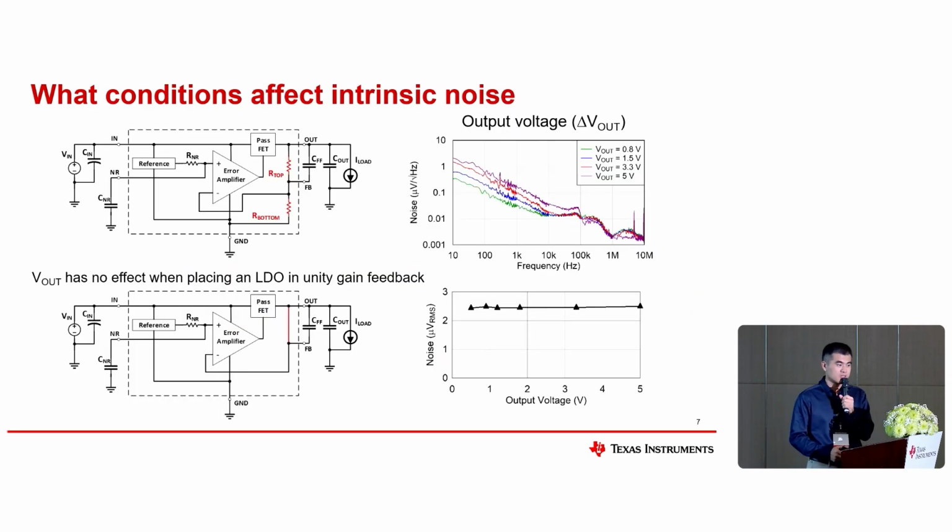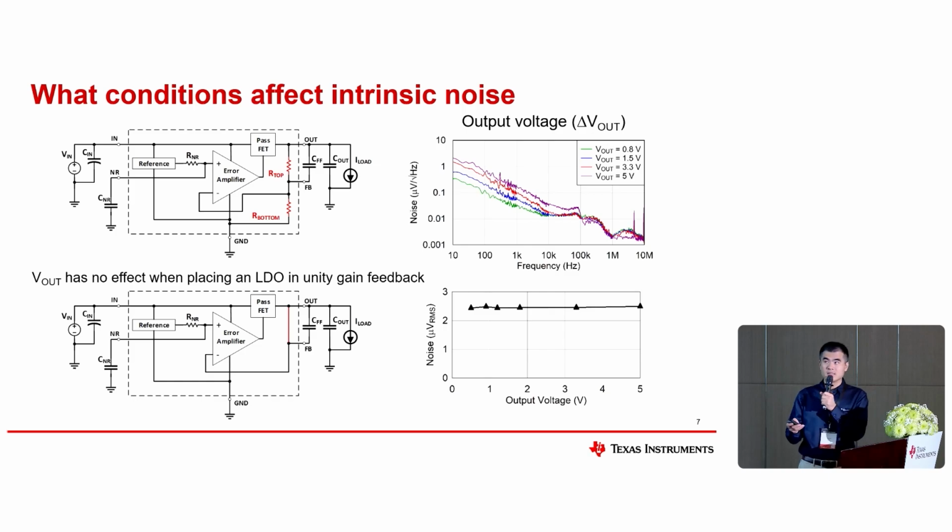So what conditions do affect internal noise? As we mentioned, the internal noise includes the reference noise and also the error amplifier noise. The first parameter is the feedback resistor, because the feedback resistor will influence the error amplifier gain. The gain will magnify the noise to the output.